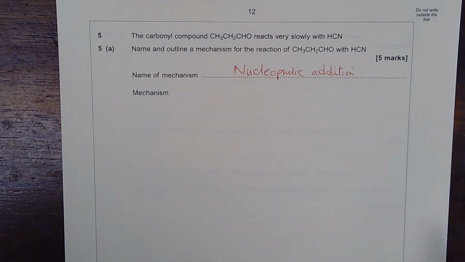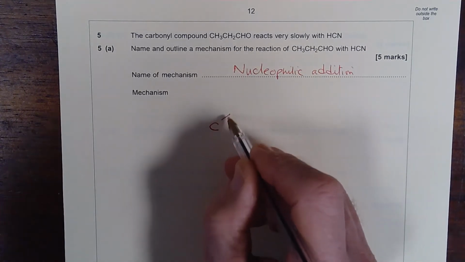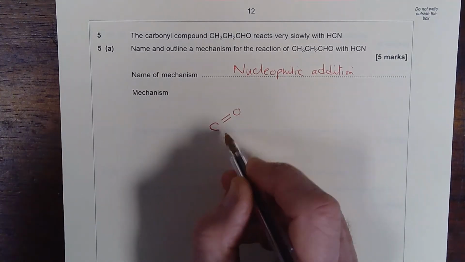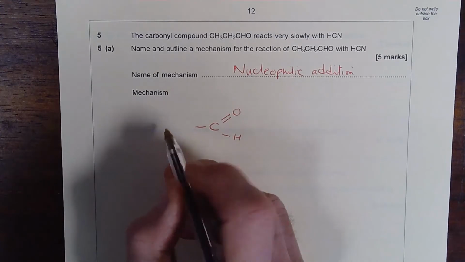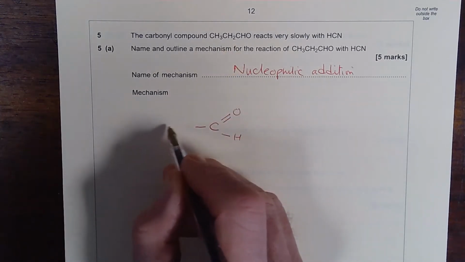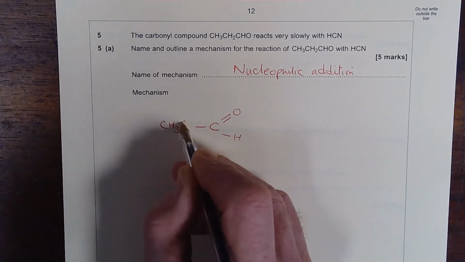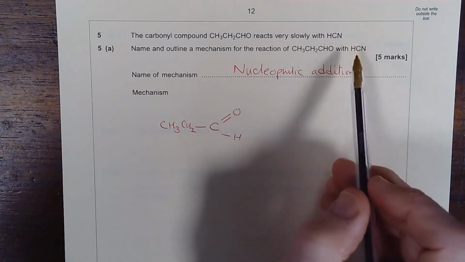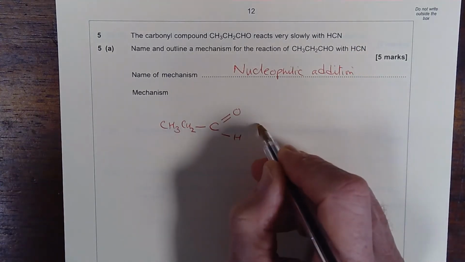Outlining a mechanism would involve drawing curly arrows. It is important that the double bond oxygen is correctly connected, C double bond oxygen is correctly connected to the hydrogen and to CH3CH2, which of course could be abbreviated to C2H5, write it as CH3CH2. The cyanide ion from the hydrogen cyanide is the attacking nucleophile.